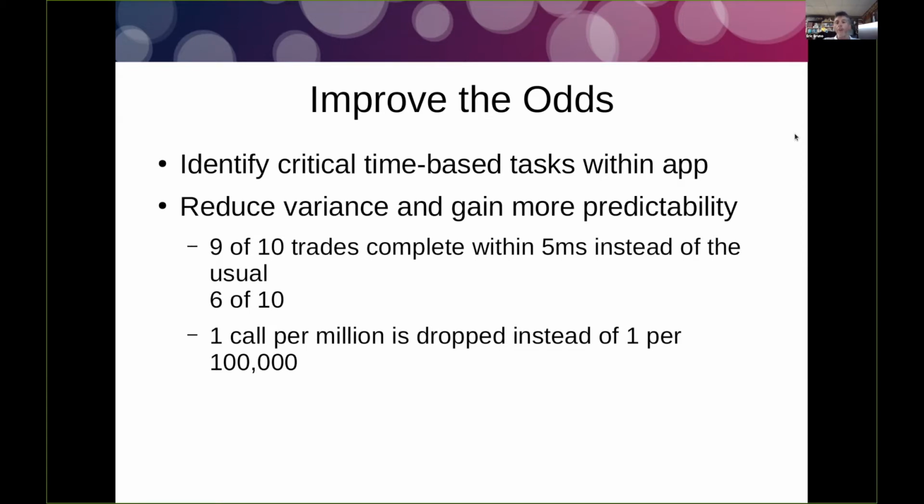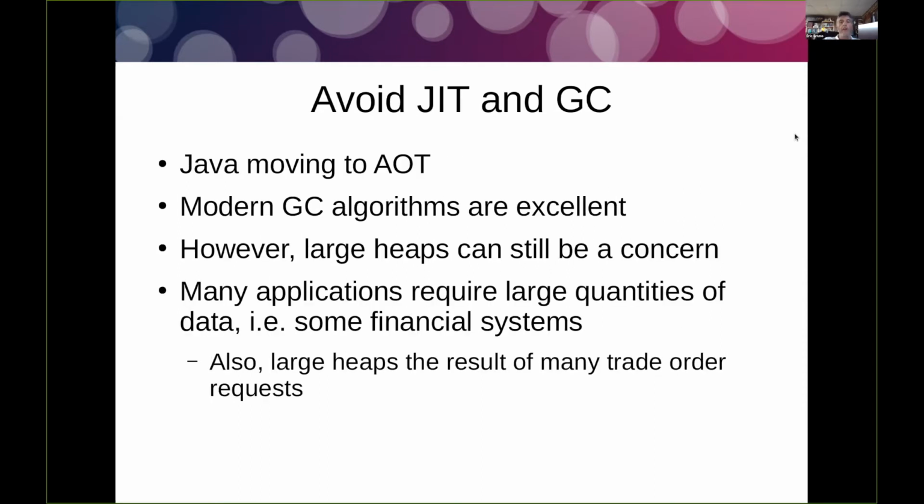Same thing if you have, let's say, a 5G system and you're handling calls or some kind of telecommunications, and you want to make sure that you don't drop calls, or your SLA is that only 1 out of 1 million calls is ever dropped. But with standard Java SE, you sometimes drop 1 out of 100,000 because of garbage collection events and other things that happen in the system. If you can improve that and get close to 1 out of 1 million, you've met your SLA. How do you do that? You have to avoid JIT and GC.